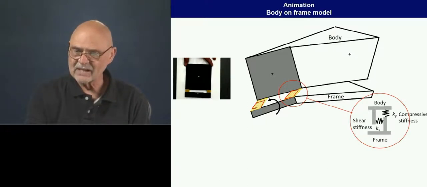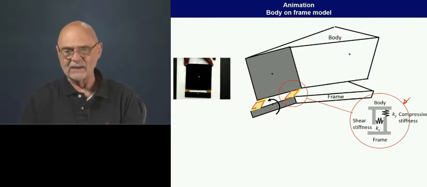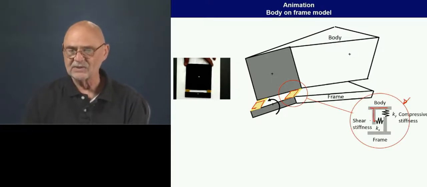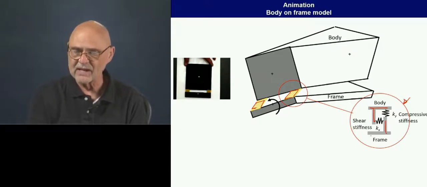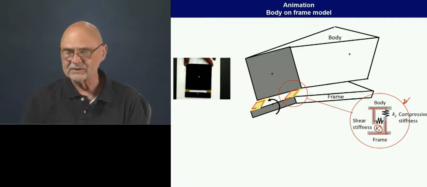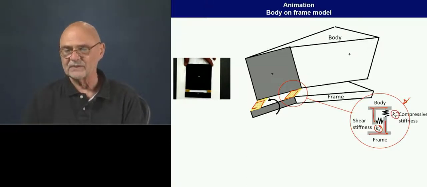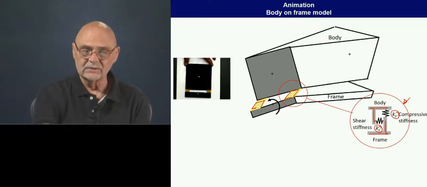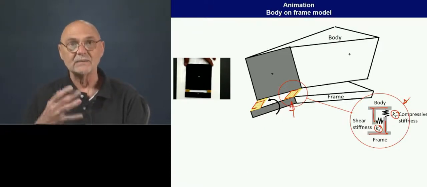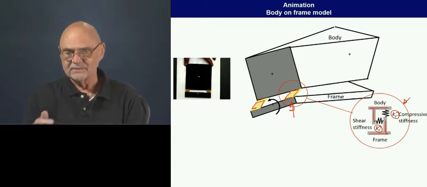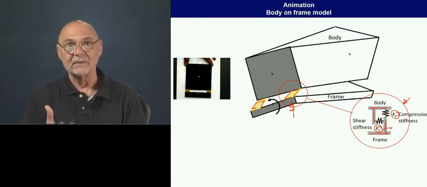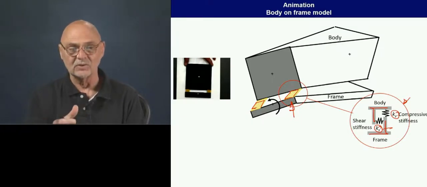It's a clunky model, but here's a model of the body mount. Here's the rigid part that attaches to the body. Here's the rigid part that attaches to the frame. It's got some shear stiffness, K sub X, and some compressive stiffness, K sub Y. And what we can see here is that the main flexibility is going to be the shear stiffness of the body mount, connecting the two.